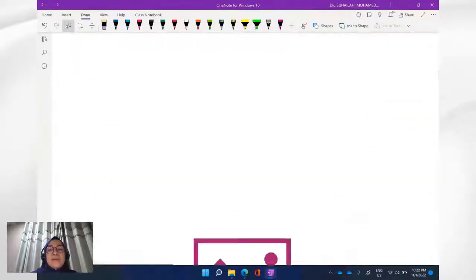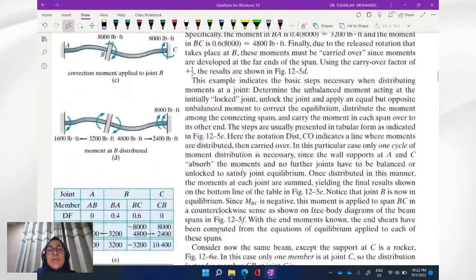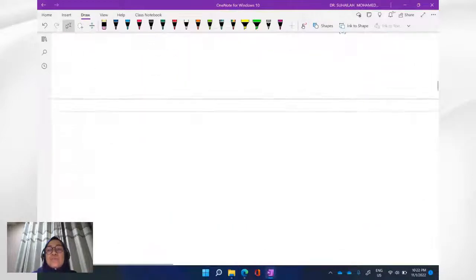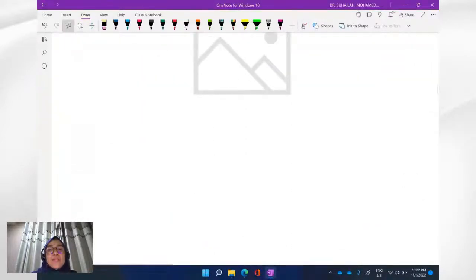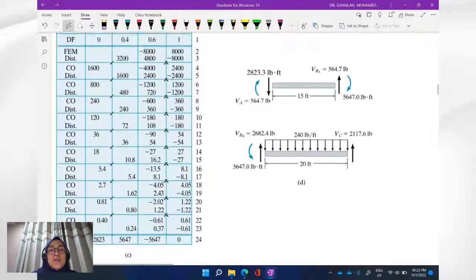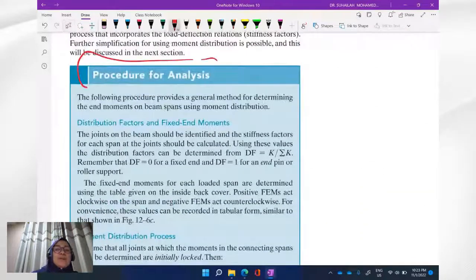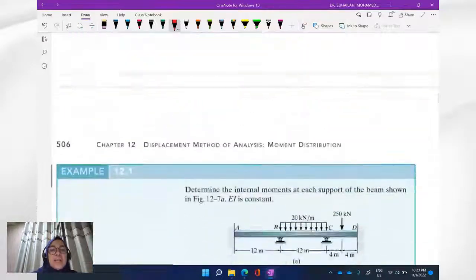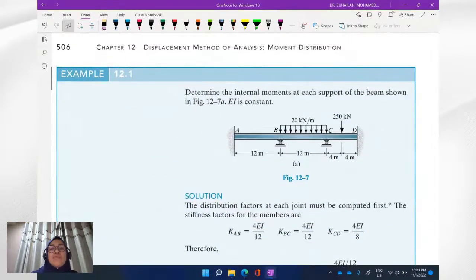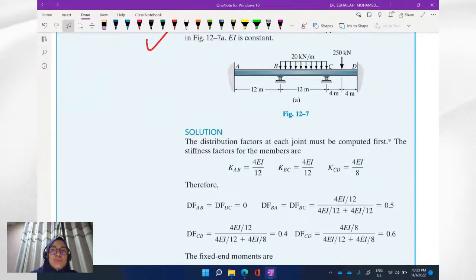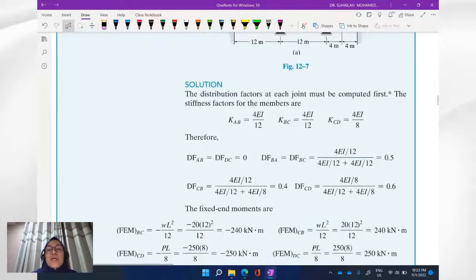To understand the process, I suggest you follow straight away. This is the procedure. Please read the procedure, and then refer straight away to example 12.1. Just follow the procedure as shown previously.